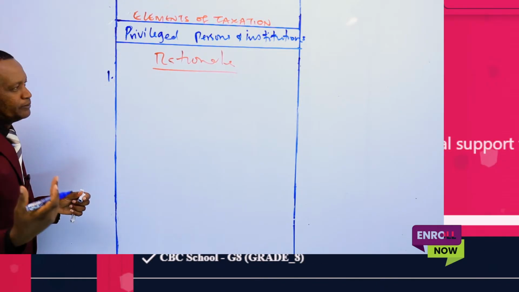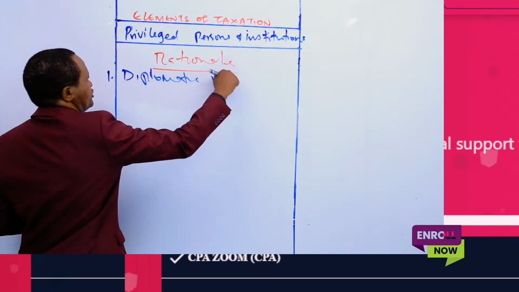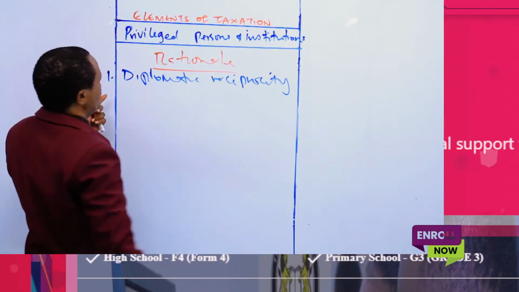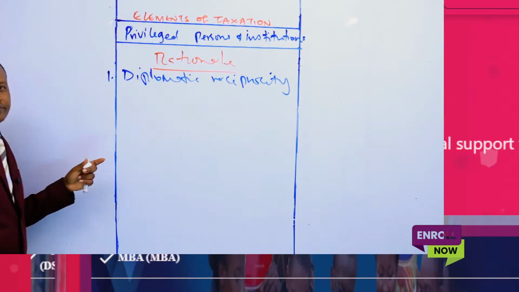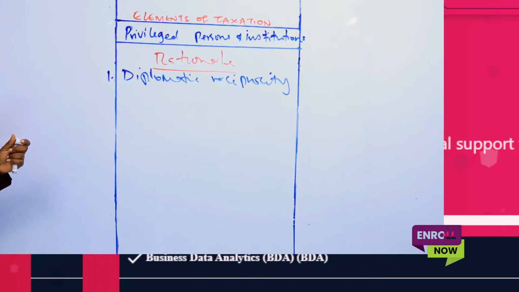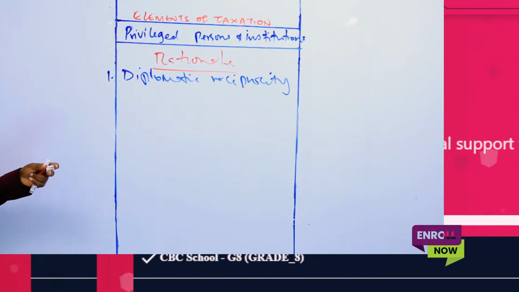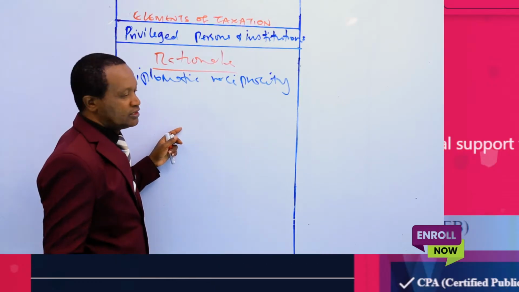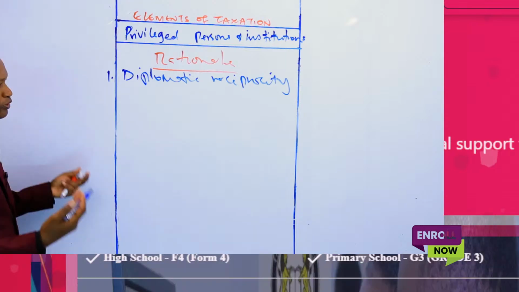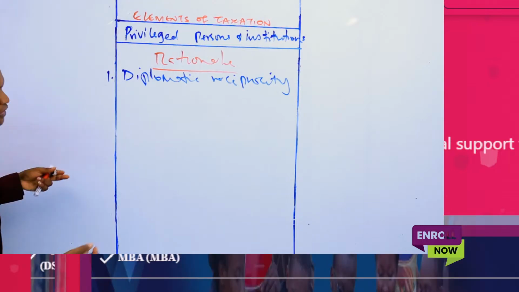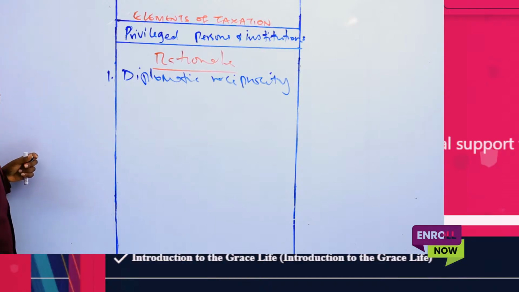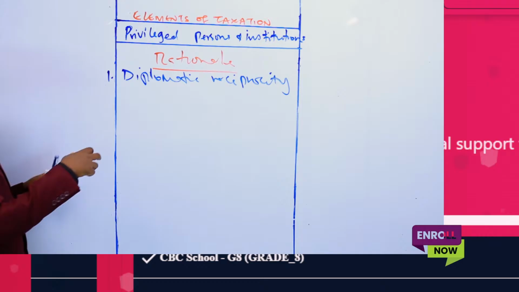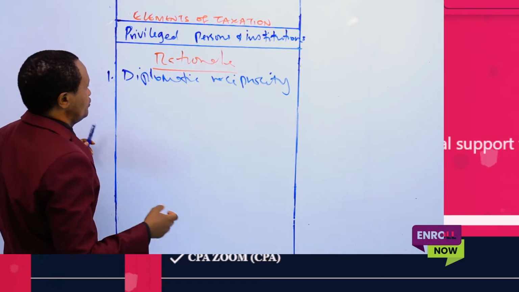Diplomatic reciprocity. That is to mean the zero rating of supplies to these bodies facilitates the operations of foreign missions and international organizations in line with international conventions. Diplomatic reciprocity, to reciprocate, because when Kenyan diplomats also go to other countries, they may also be accorded special VAT treatment.